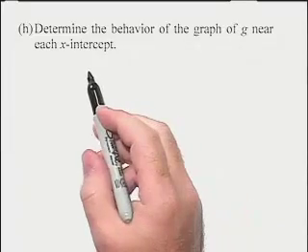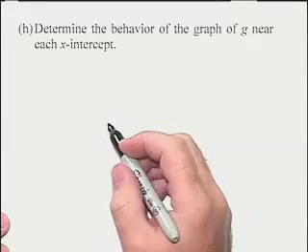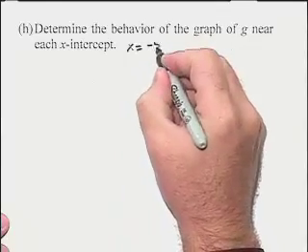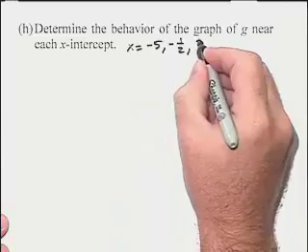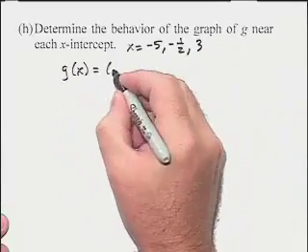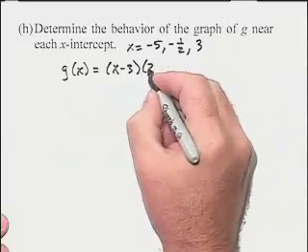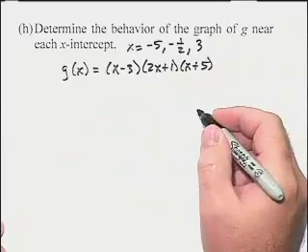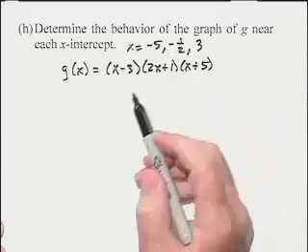We're just about ready to sketch the graph of our function. Before we do sketch the graph, we'd like to look at the behavior of the function near each x-intercept. In determining the behavior of the graph of our function near each x-intercept, let's first note that our x-intercepts were negative 5, negative 1/2, and 3. And that we could write our function g in factored form as x minus 3 times 2x plus 1 times x plus 5. So we look at the behavior near each of the three x-intercepts that we have.